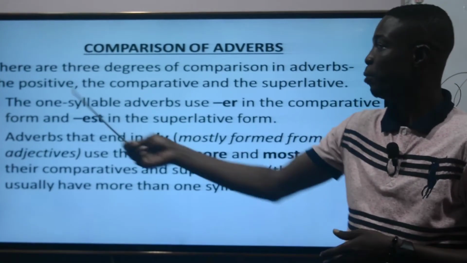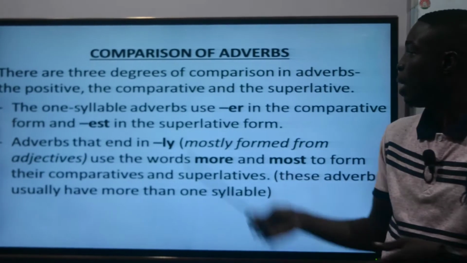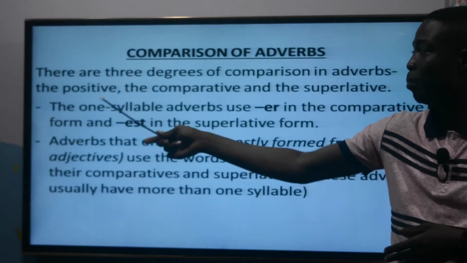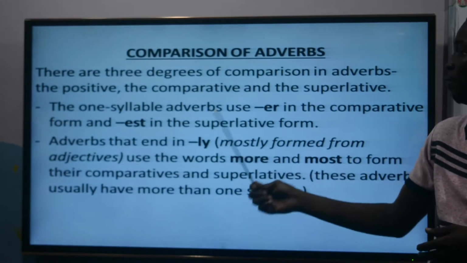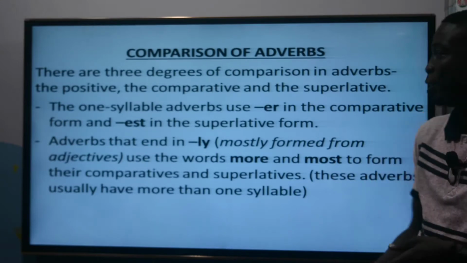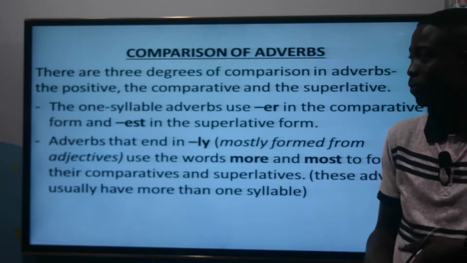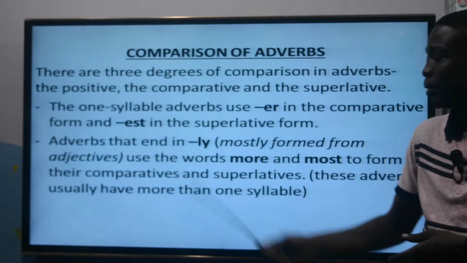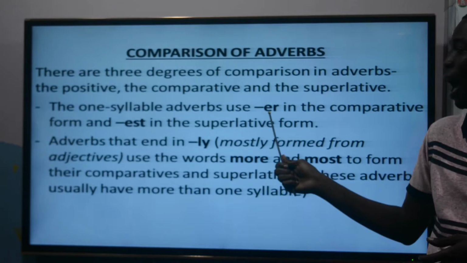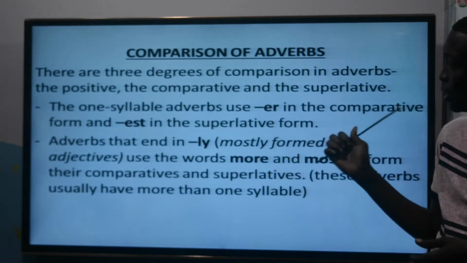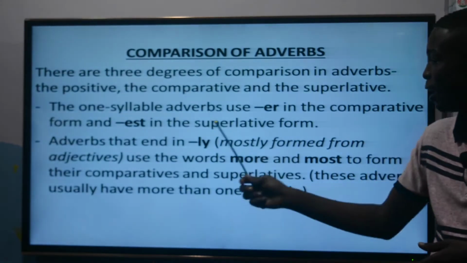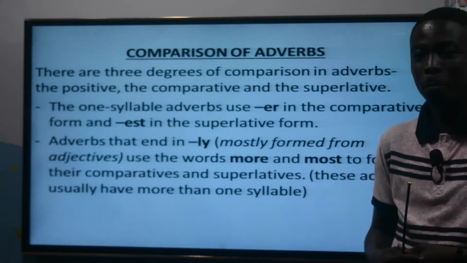All right, so there are 3 degrees of comparison in adverbs, just as we have in adjectives. That is the positive, the comparative, and the superlative. So how do we go about this? The one-syllable adverbs use ER in the comparative form and EST in the superlative form.